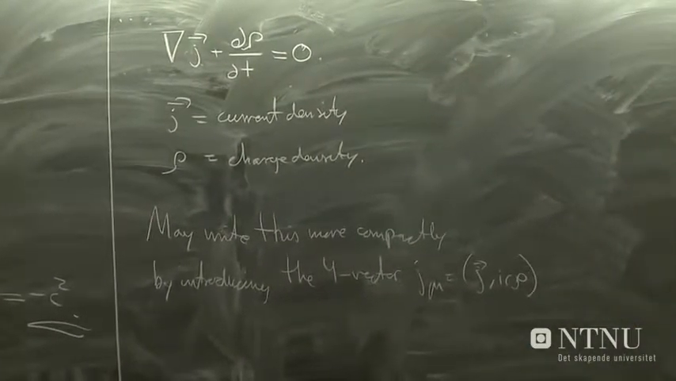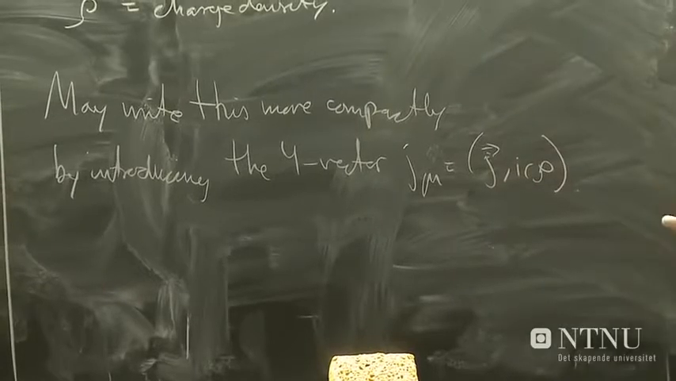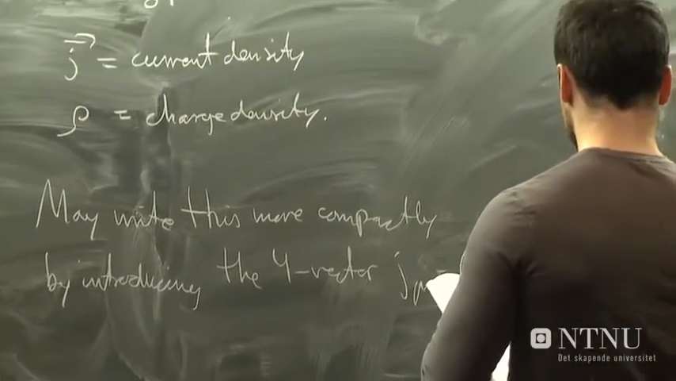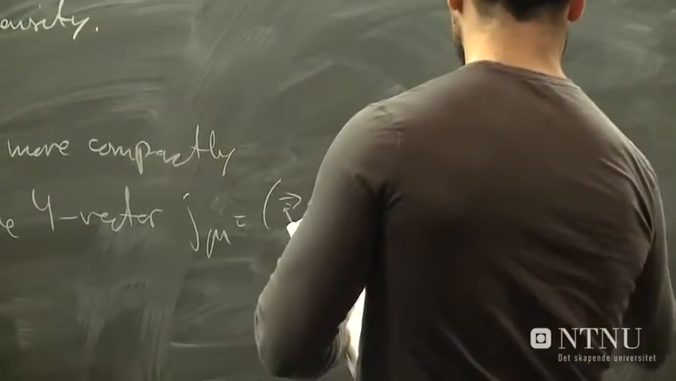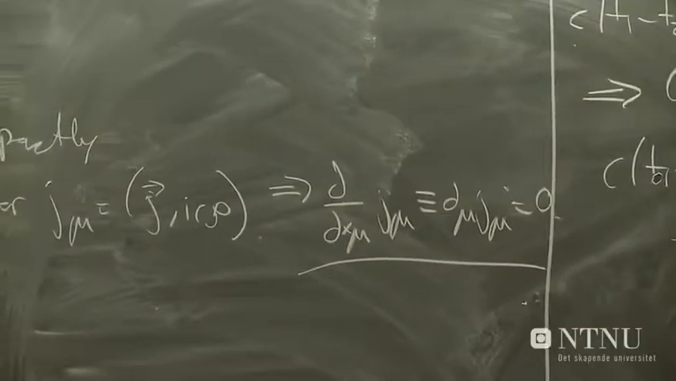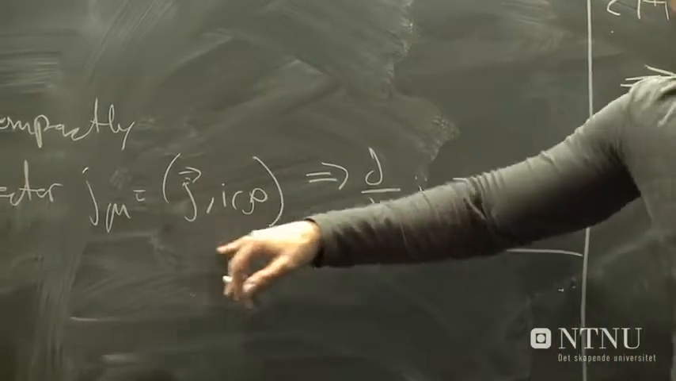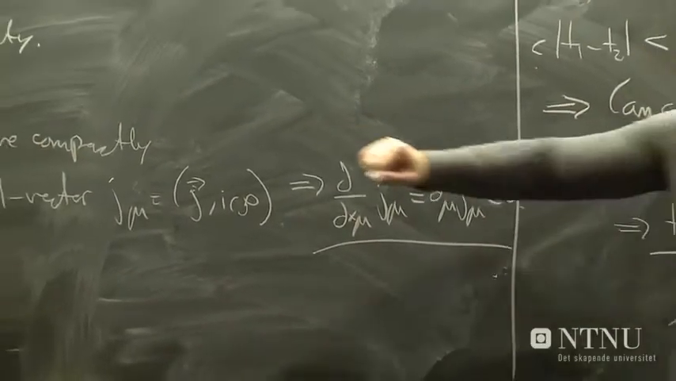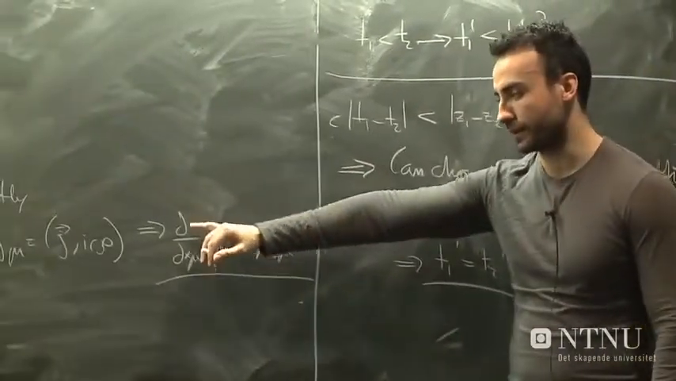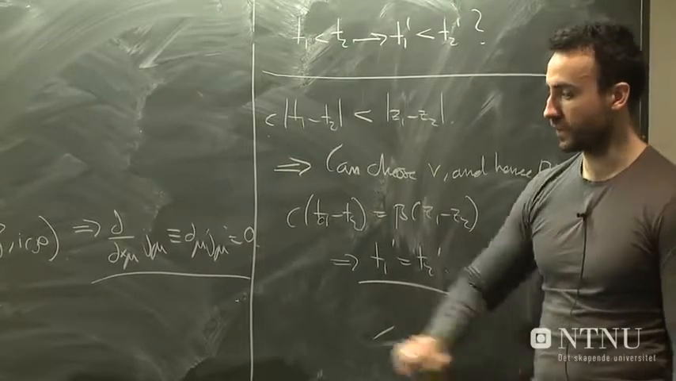Now we can write this continuity equation even more compactly by introducing this 4-vector J mu, which has as its first 3 components simply the current density, and its 4th component, ic rho. By using this definition and also the definition of the 4-position vector, you can show that the derivative of this with respect to x mu gives you precisely this equation here. And just notation-wise, we often write the partial derivative as simply del mu. So del mu J mu should be equal to 0.